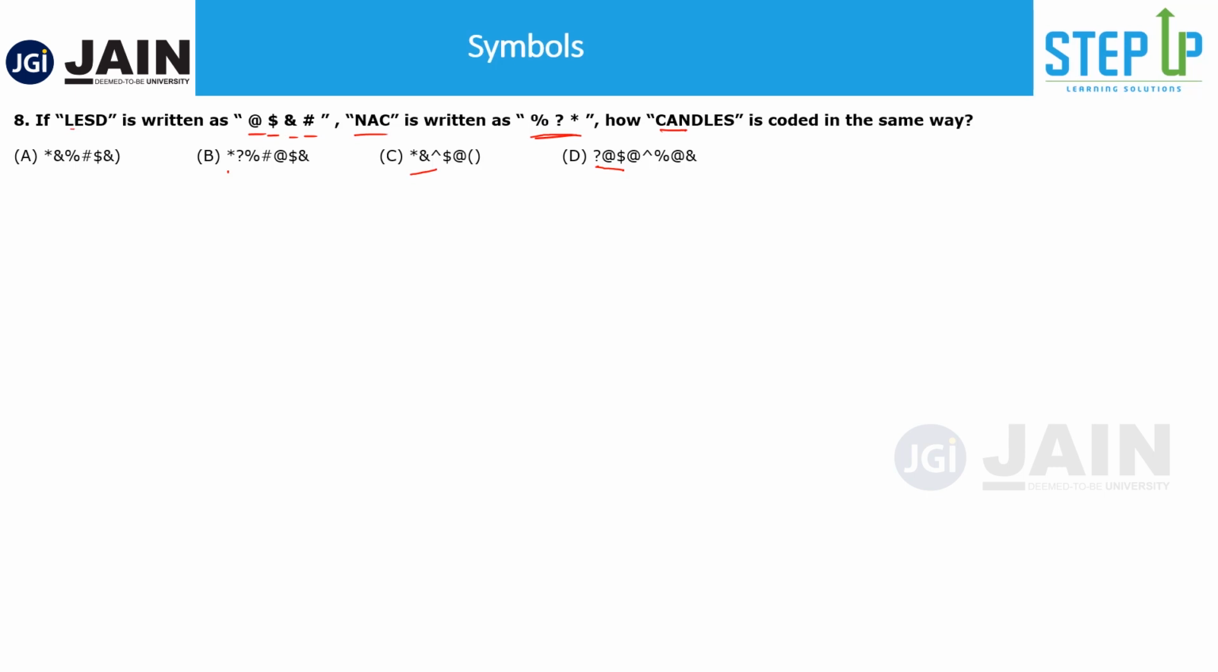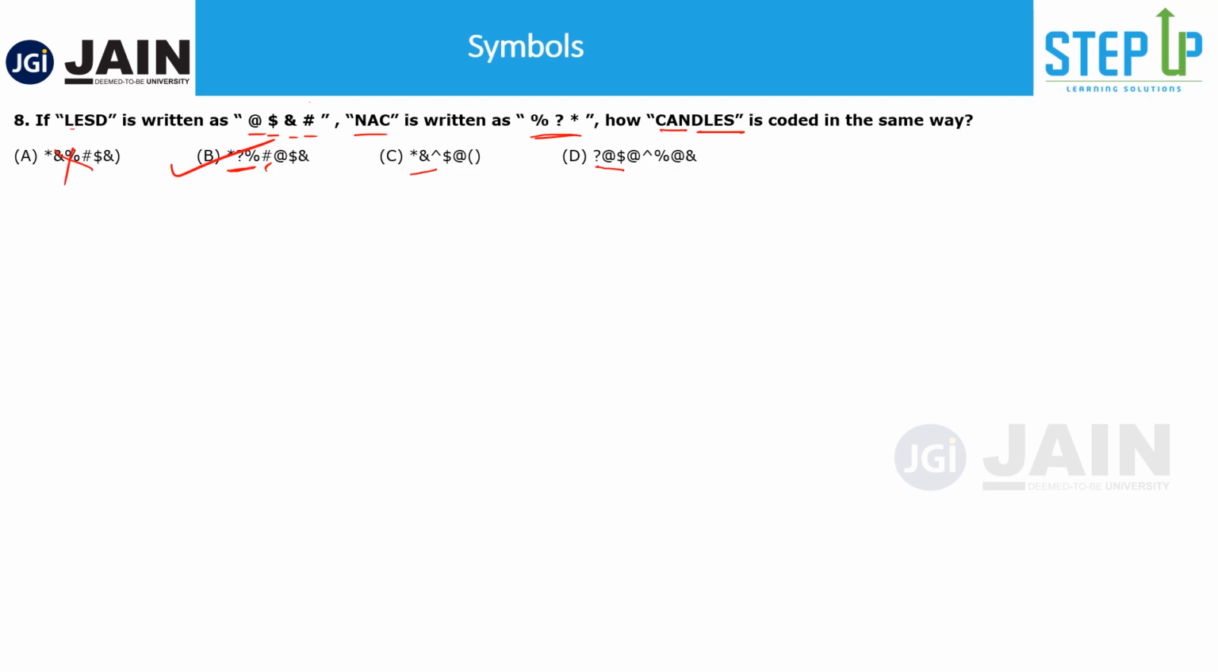So I already got this, right? This is not there, right? So that means this is the only option. Okay, let's check for DLES also. So D is what? D is this hash sign. Okay, fine. And then DE, right? LES is at the rate, dollar and the ampersand. So this is the answer.